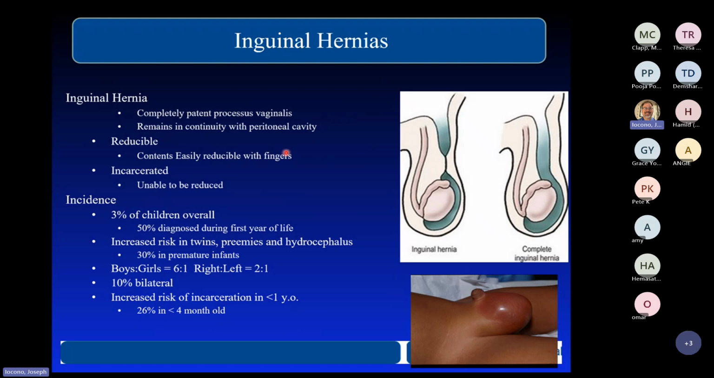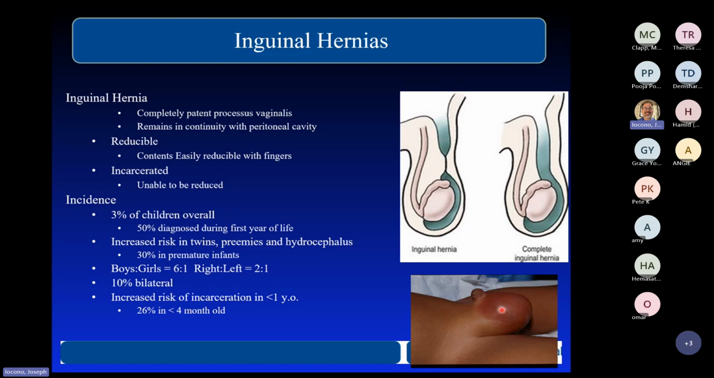They're not congenital. 50% of hernias are diagnosed in the first year of life, but considering how many hernias we repair in adults that have an indirect component, a lot of them are not diagnosed. There's increased risk in twins, preemies, and hydrocephalus. Boys are more likely to have them because the testicles migrate down, and in girls with a hernia, the ovary is the most likely thing to be caught in it. There's increased risk of incarceration under a year of age because the intestine's small enough to get through the hole.